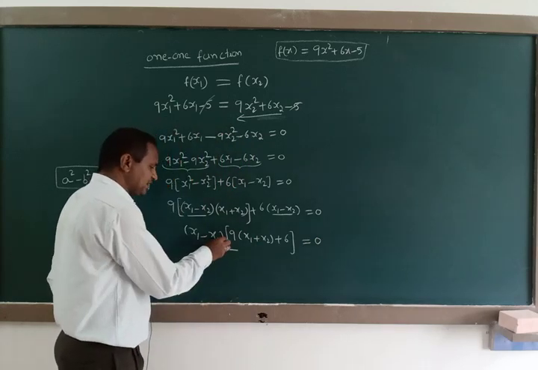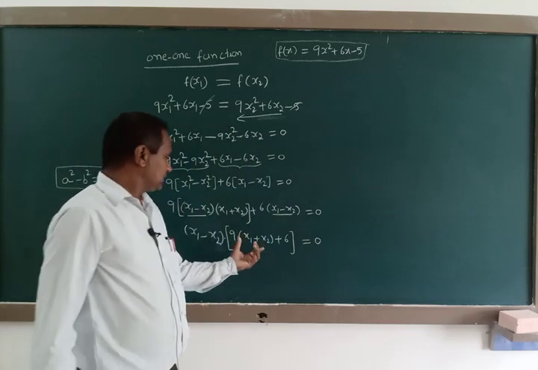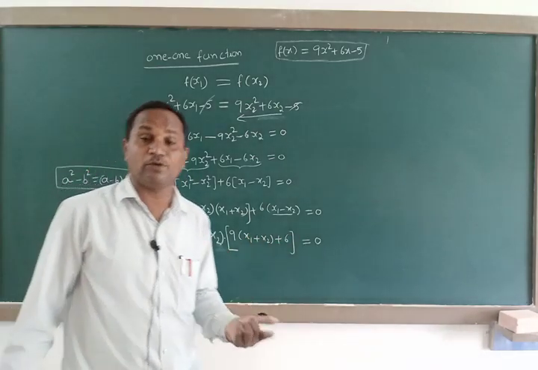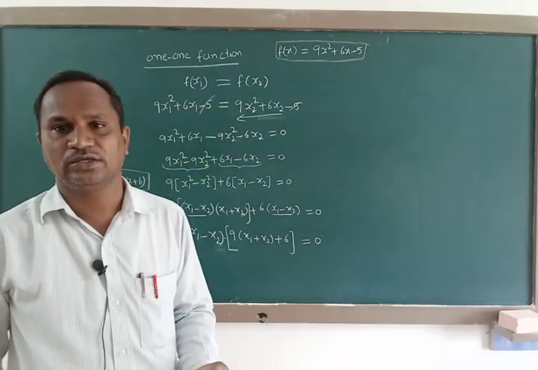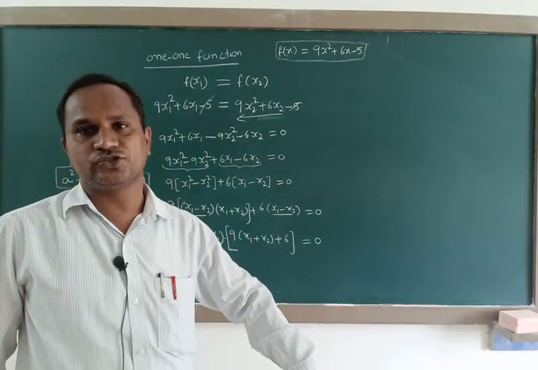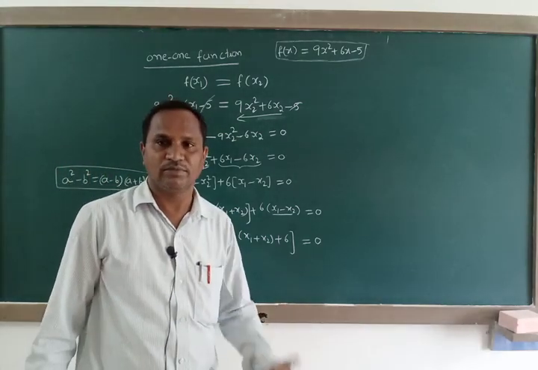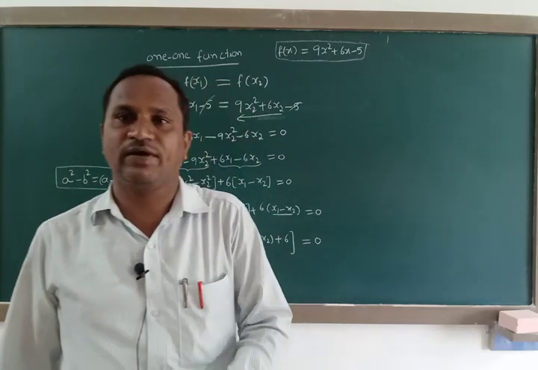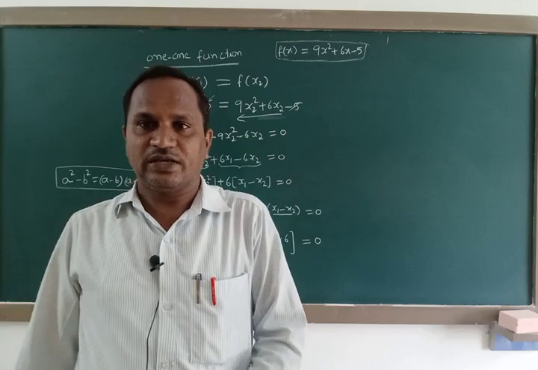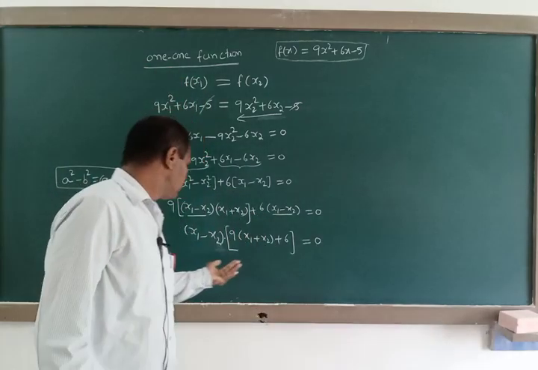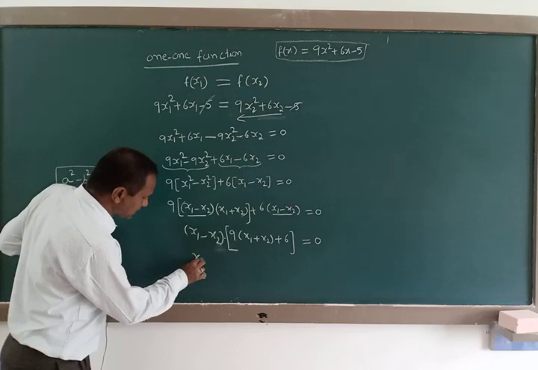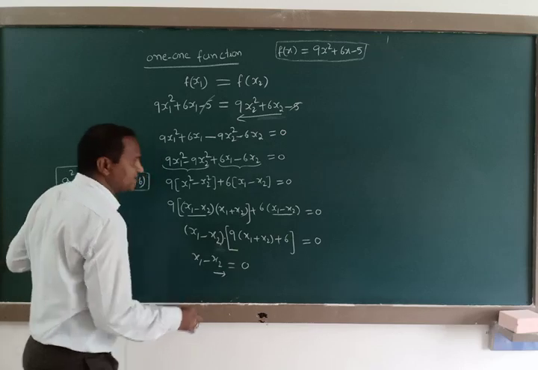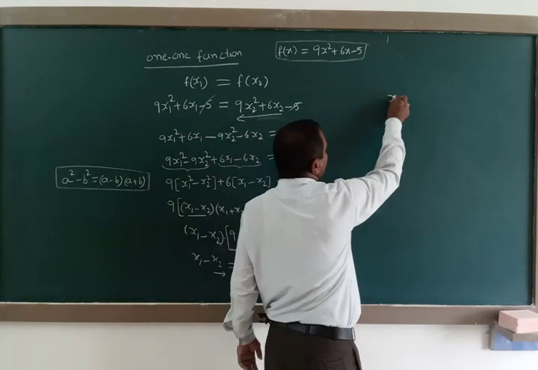This x1 minus x2 has a product with this term. Consider this bracket part as some constant k. That k has a product with x1 minus x2. If we send k to the other side, it becomes 0 divided by some non-zero constant, which is 0 divided by a finite value, so the whole term becomes 0. That is what we can directly write: x1 minus x2 is equal to 0, or sending minus x2 to that side, it becomes x1 is equal to x2.